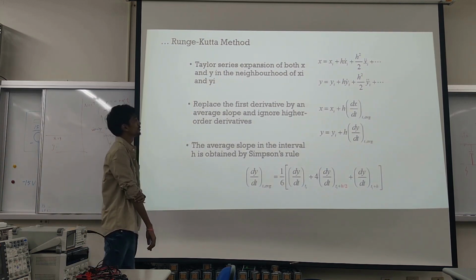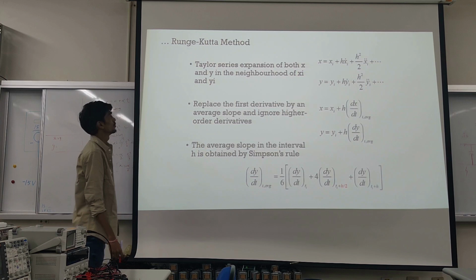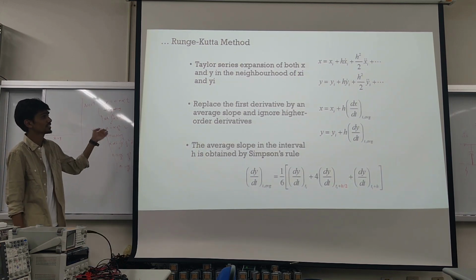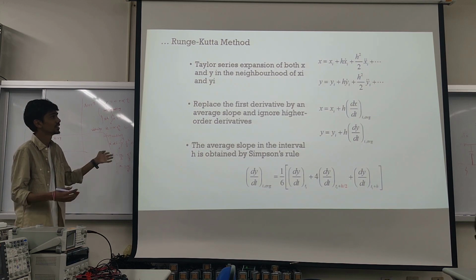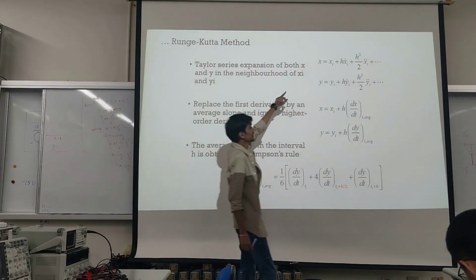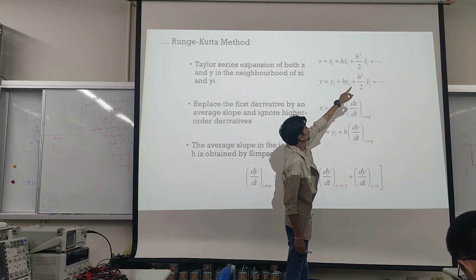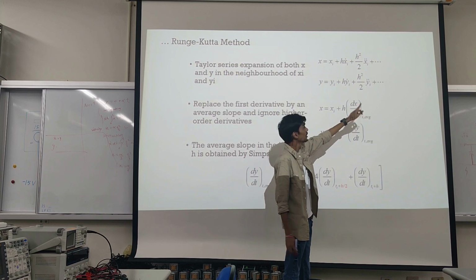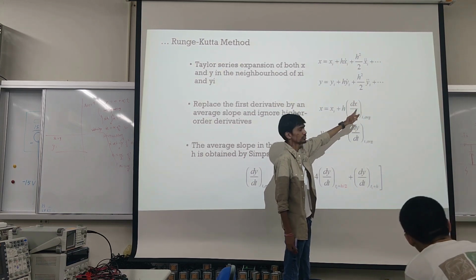So this is a Taylor series expansion for both x and y, for xi and yi, for the neighborhood of x and y. This is simply a Taylor series expansion for the displacement. And this is a Taylor series expansion for what? This is the Taylor series expansion for velocity.